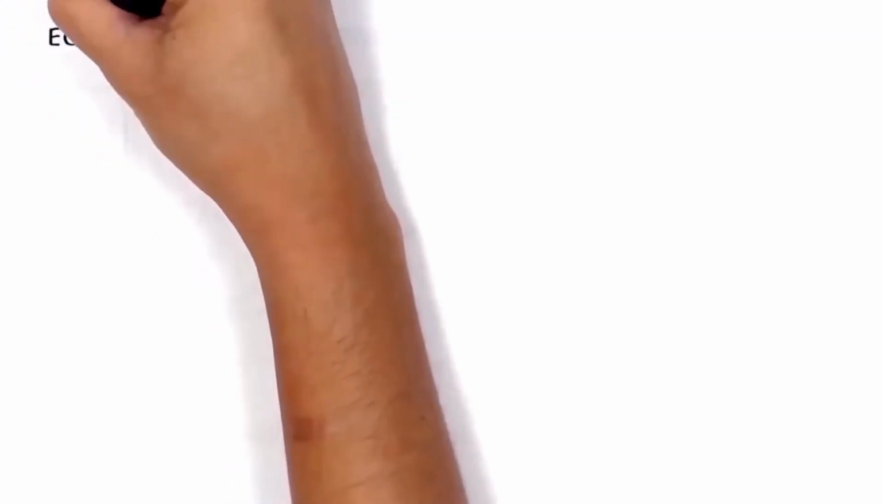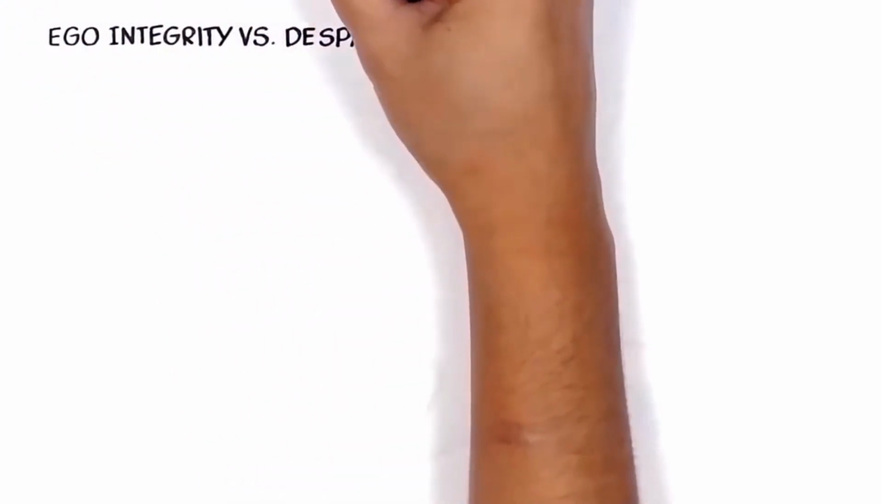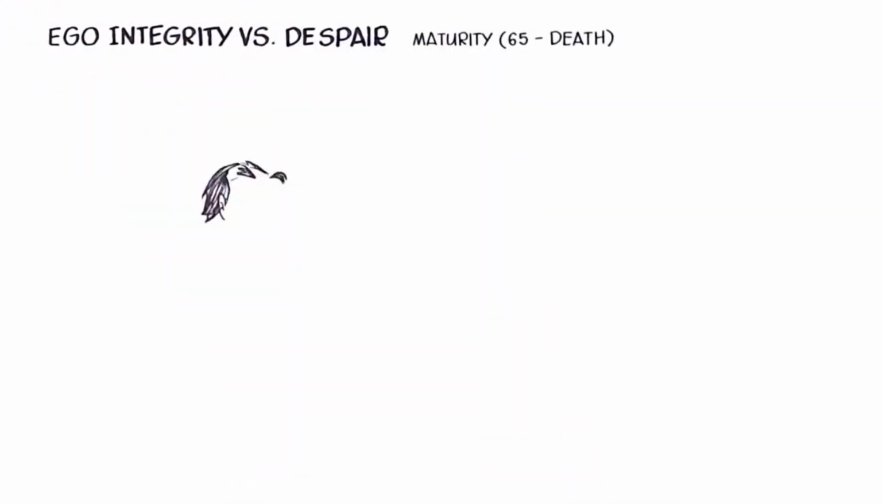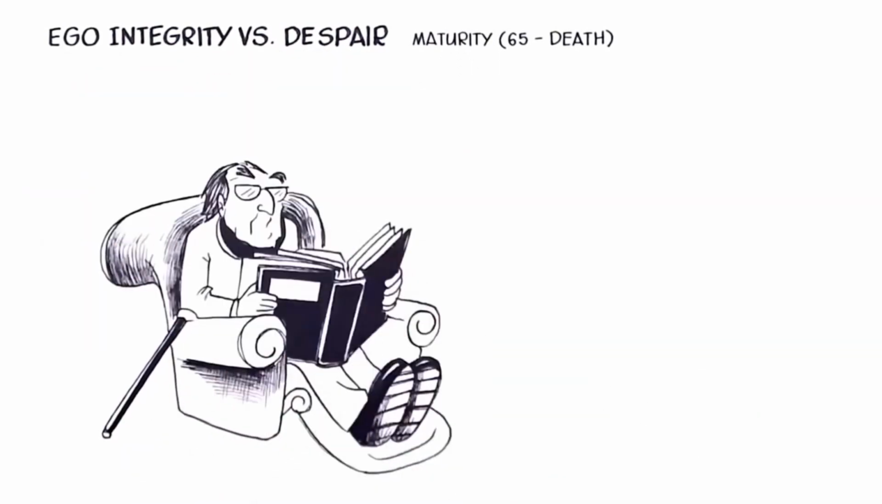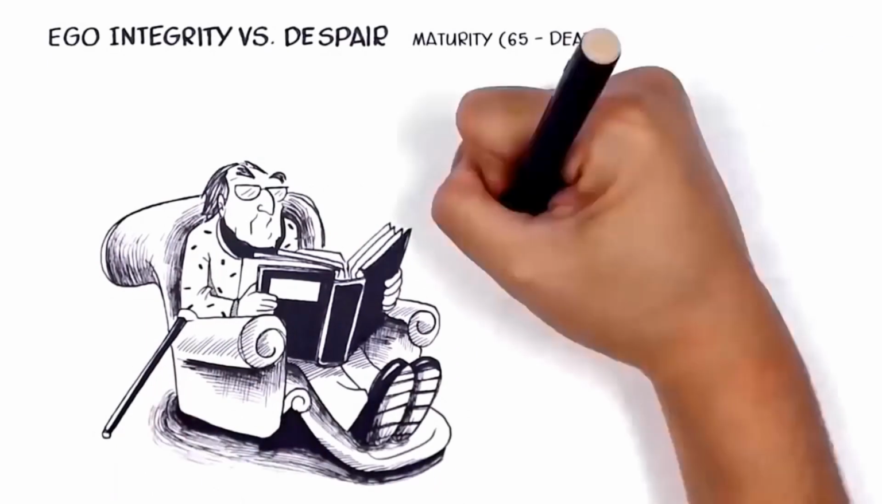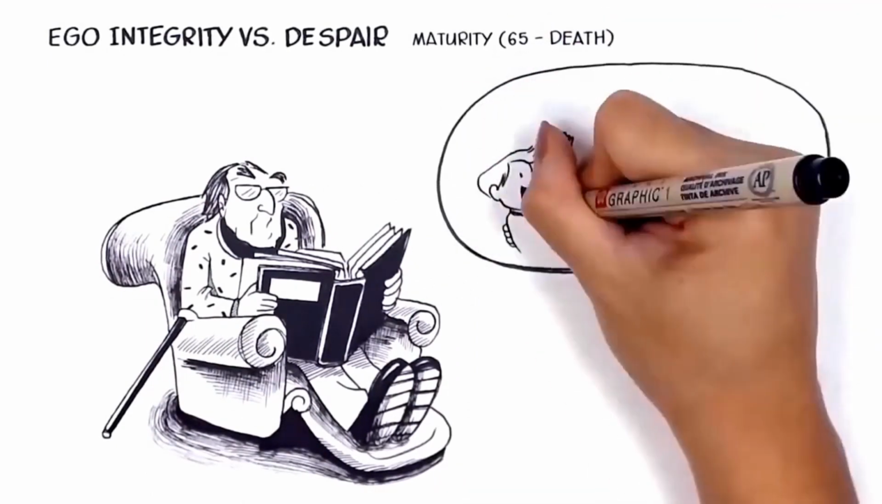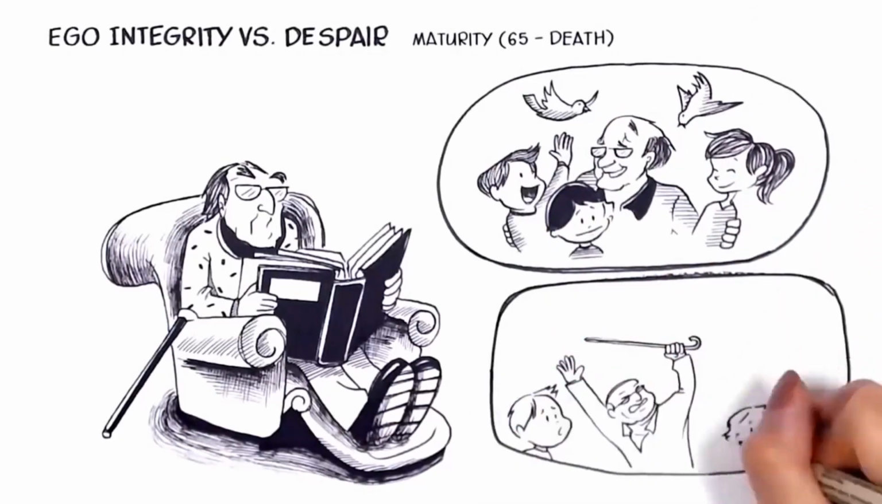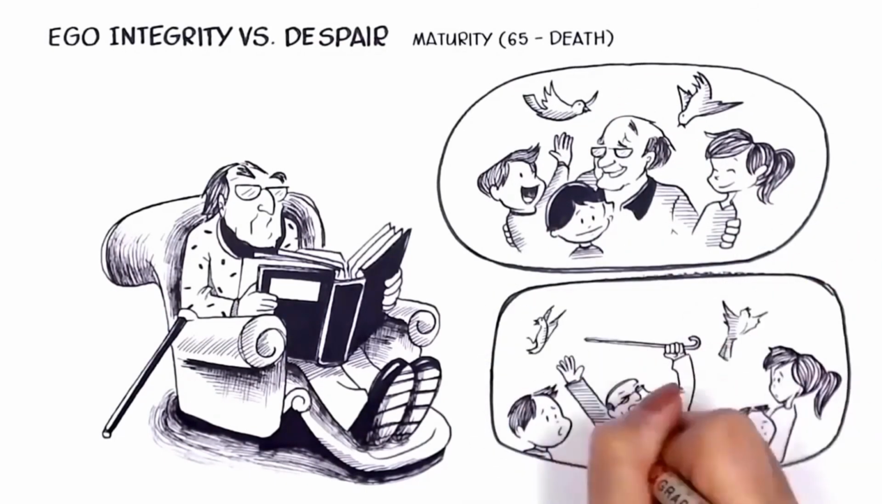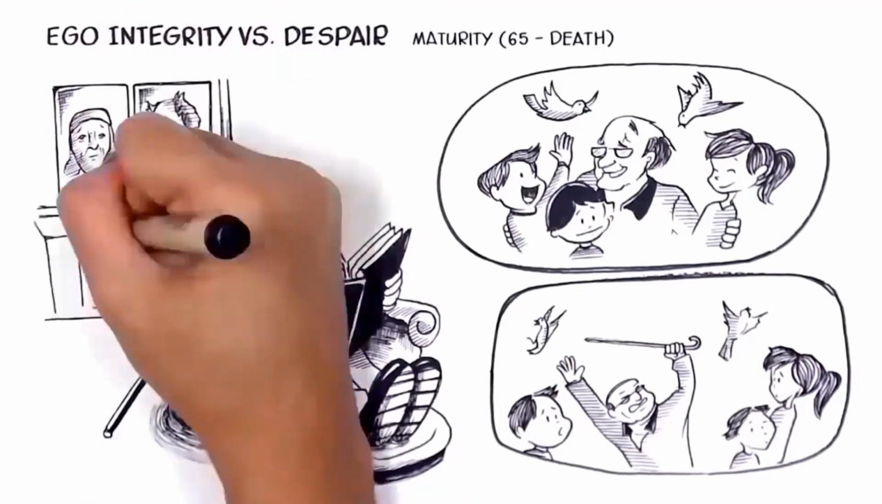Stage 8. Ego integrity versus despair. As we grow older, we tend to slow down and begin to look back over our lives. We ask, how have I done? If we think we did well, we develop feelings of contentment and integrity. If not, we can experience despair and become grumpy and bitter. Time to compare us with mankind.